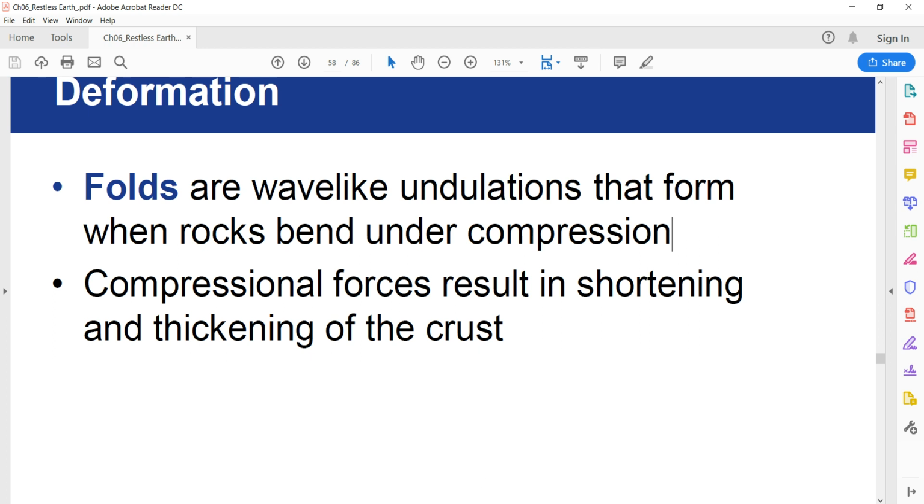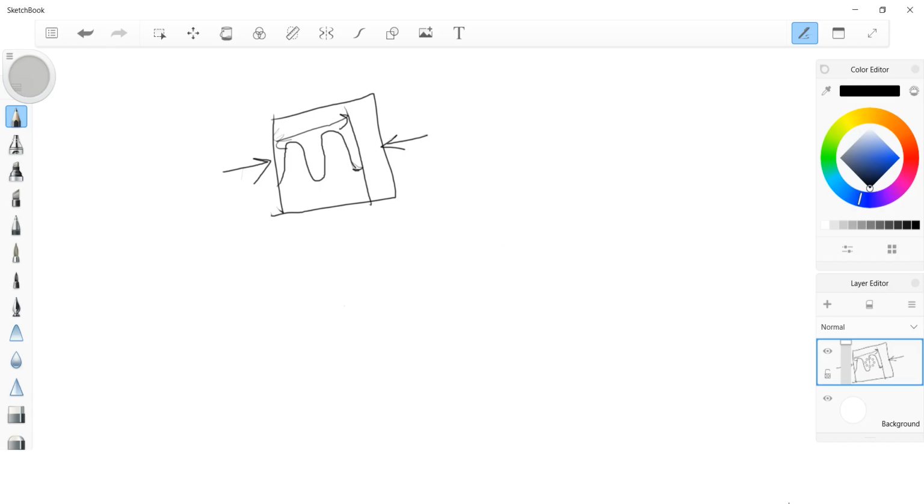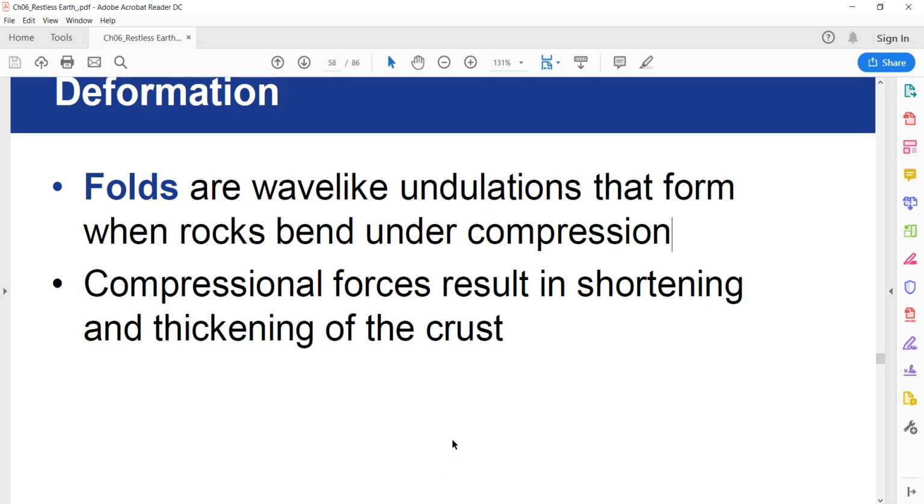In the case of brittle deformation, if you look at this same rock mass, this will be stretched like this. So there will be a thinning of the layer. You can think again about that chocolate bar. If you stretch it, if there is ductile deformation, then there will be a thinning of the layer. Whereas in the case of compressional force, there will be a thickening of the crust.